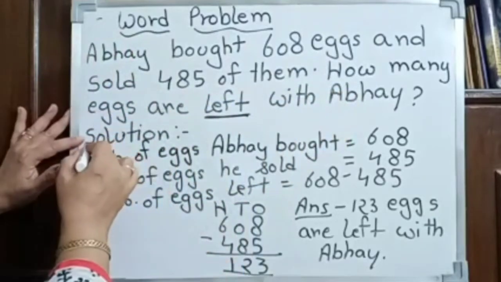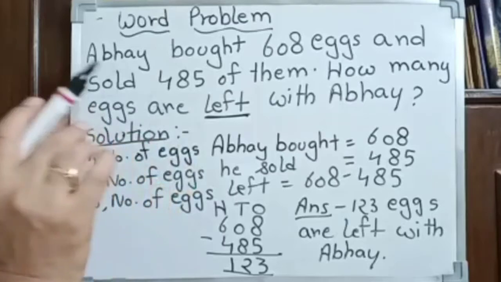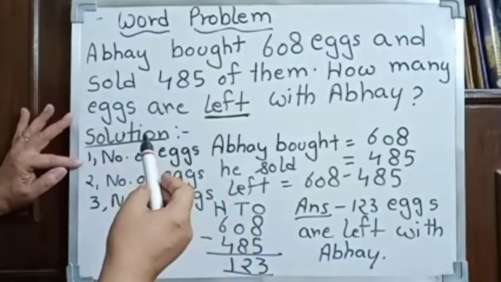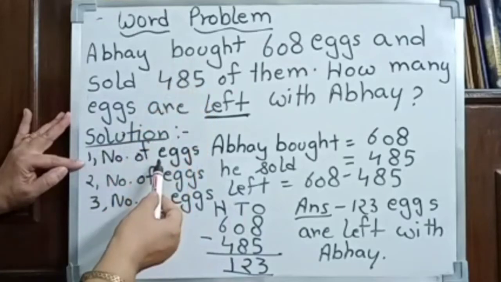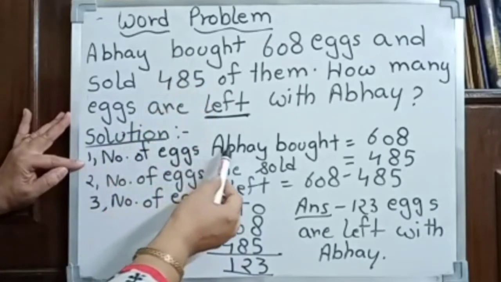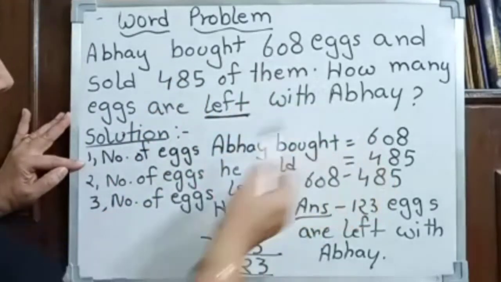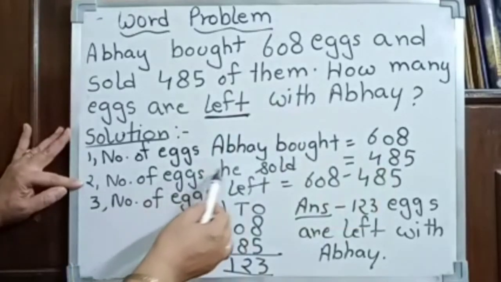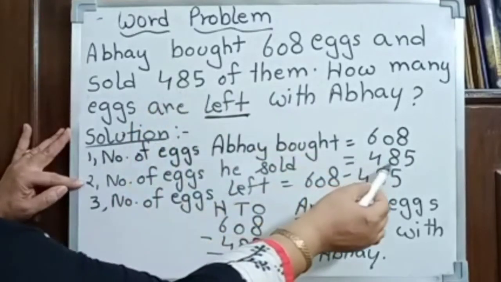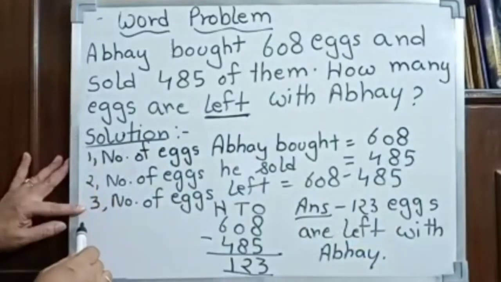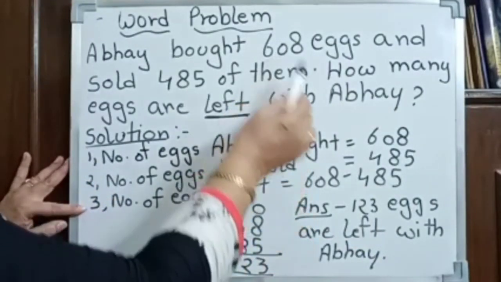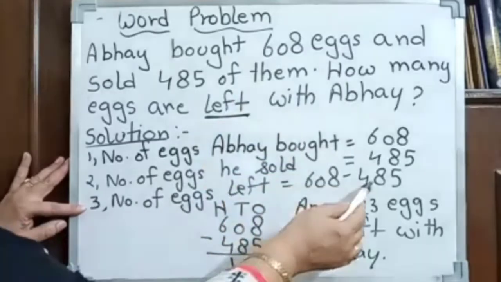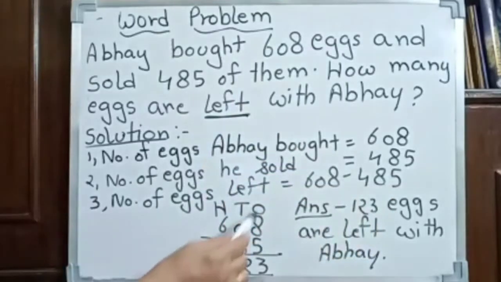Now you know how to do the problem sum. I've told you in the addition problem. So first statement is, take it from the sum. Number of eggs Abhay bought, how many? 608. Number of eggs he sold, how many? 485. Now third statement is, number of eggs left with him, 608 minus 485. Now you know how to minus, how to subtract.